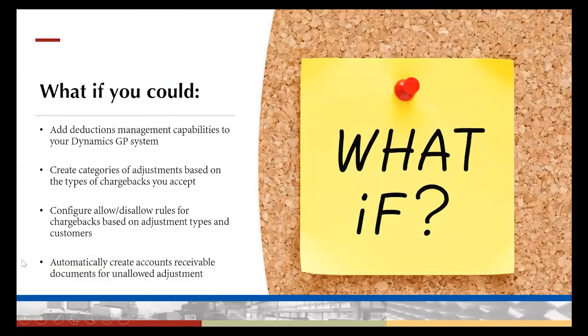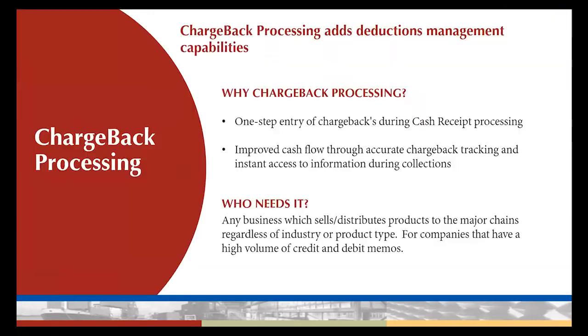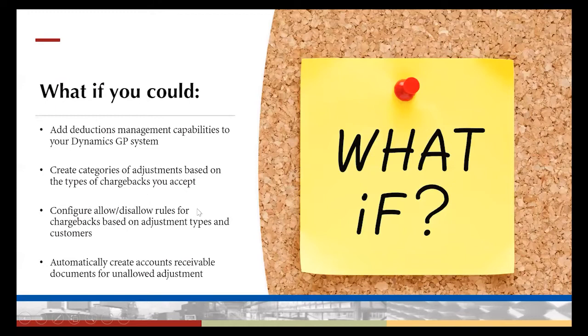So what if you could add this capability to Dynamics GP or BC, create categories of adjustments based on the types of chargebacks that you do accept. Configure, allow, and disallow rules for the chargebacks based on the adjustment types, as well as automatically create accounts receivable documents for those unallowed adjustments.